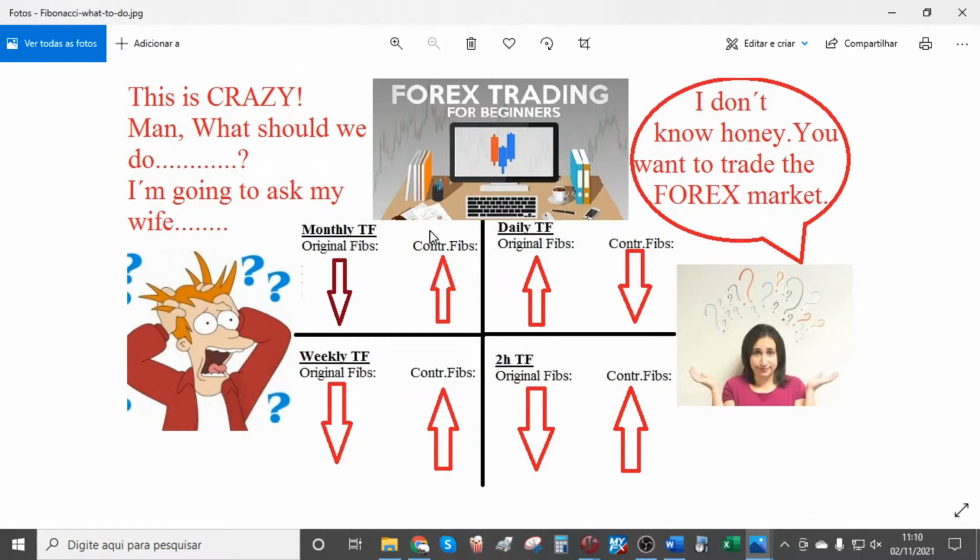On the monthly time frame you have original Fibonacci down, contrarian Fibonacci is up. On the weekly time frame the original is down, contrarian is up. On the daily time frame the original is up. And on the 2-hour time frame, which is the trading time frame, the Fibonacci original one is down. So it's all mixed up. This is crazy, what should we do?